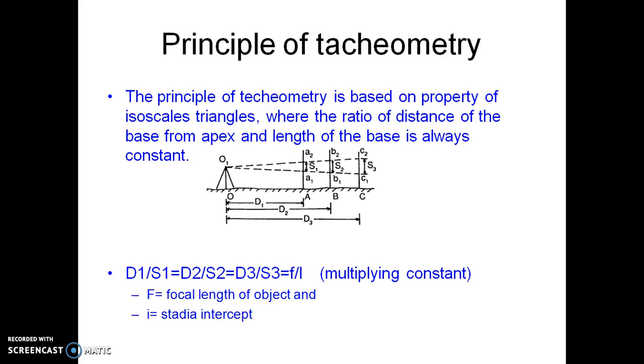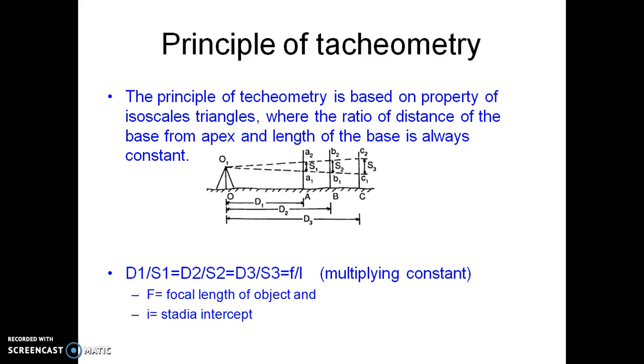Here D1, D2, D3 represent the horizontal distance between the instrument and the staff position, and S1, S2, S3 represent the staff intercept, that is the vertical distance between the top and the bottom reading of the stadia hairs in the tachometer. So simultaneously we can note down the values of A1, A2 or B1, B2 or C1, C2. The difference between those two, for example A2 minus A1, gives the S1 value. Similarly for the others. With respect to this S1 value and D1 value, we can easily get the multiplicative constant and additive constant of the particular instrument.